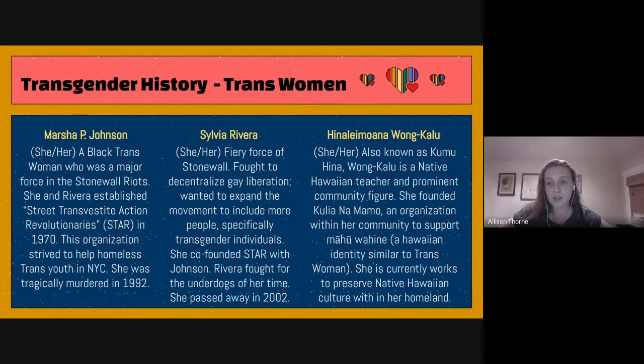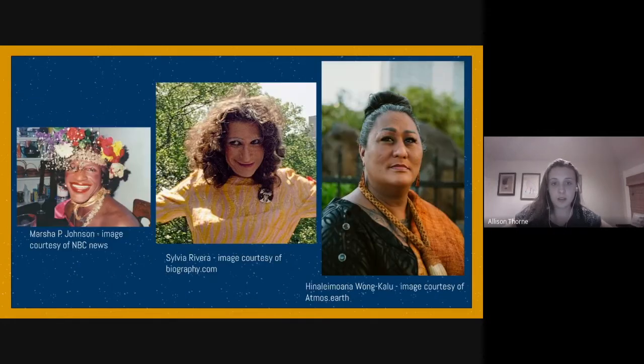We have next Kumahina. Her full name is listed above, but I am not going to do the dishonor of butchering her name. She was a Native Hawaiian teacher and prominent community figure. She founded the Kulia na Mama, an organization within her community to support Mahu Wahine, which is a Hawaiian identity similar to trans woman. She is currently working to preserve Native Hawaiian culture within her homeland. And here are photos of all these lovely, lovely ladies.